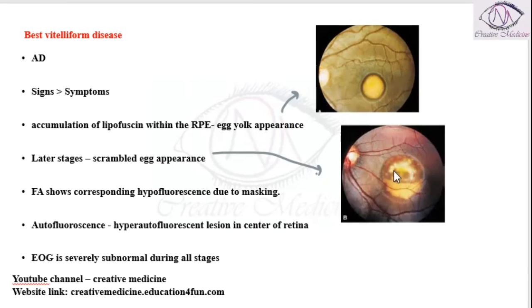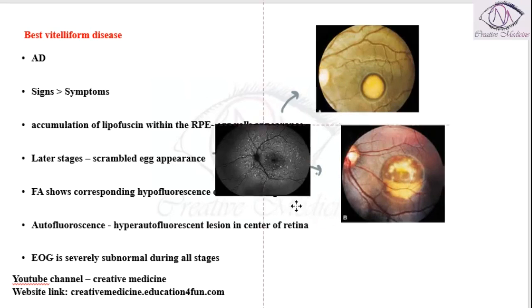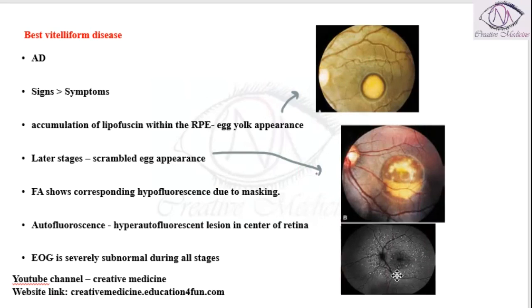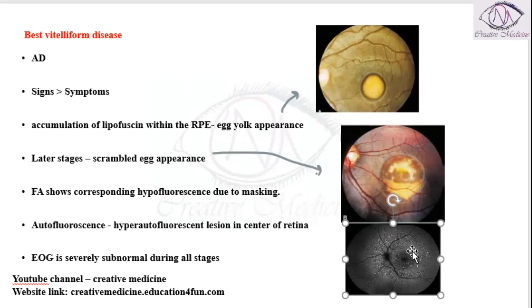Initially there is an egg yolk appearance, later there will be a scrambled egg appearance, and finally a hyperfluorescent lesion is seen at the center of the retina. So this is the hyperfluorescent lesion seen at the center of the retina on fluorescein angiography.